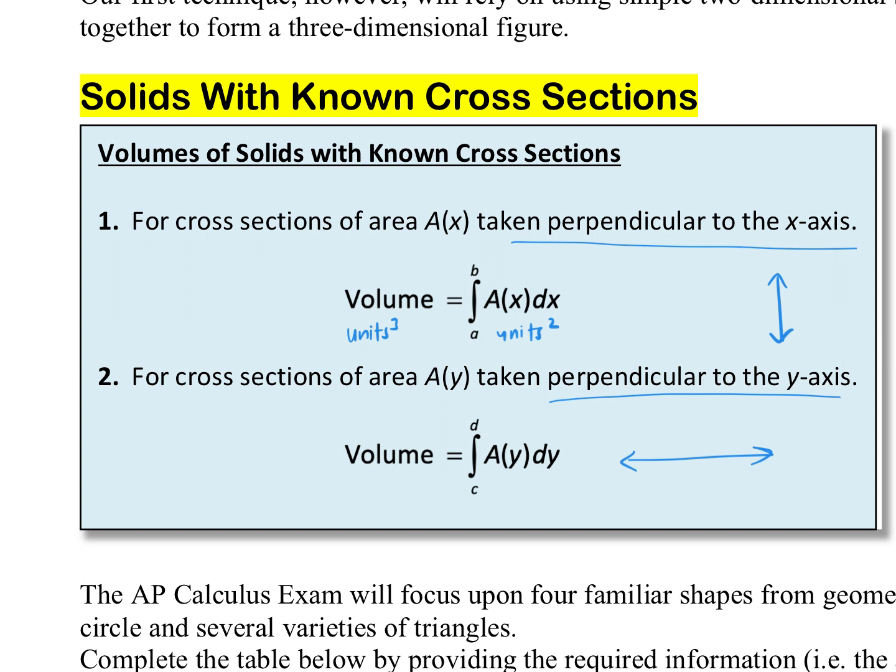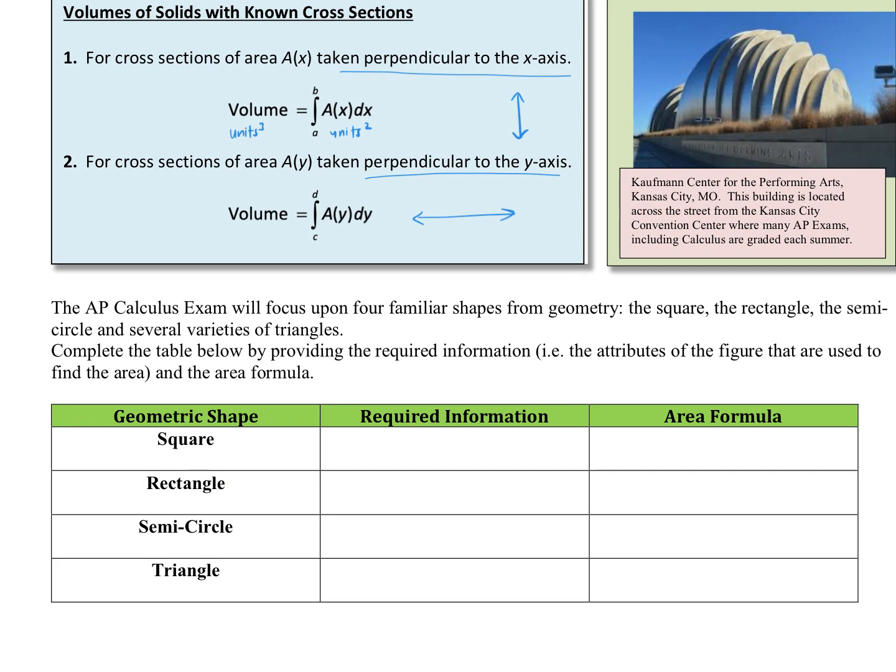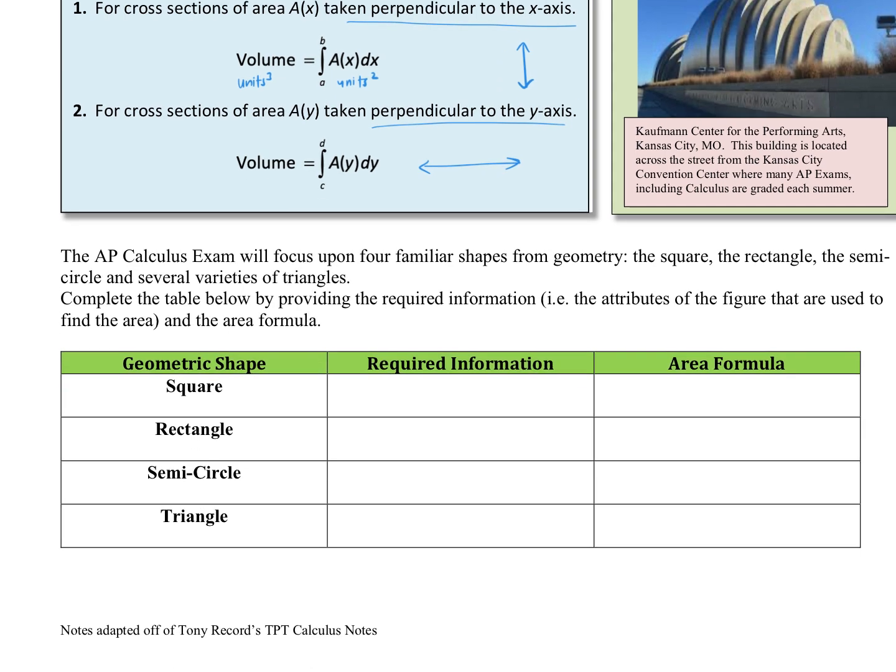So for today, and for the AP test in general, you do need to know the 4 main formulas for square, rectangle, semicircle, and then triangle, okay? If you don't remember those, we're going to talk about them today and in next class, so you can remember those then. But we need to just know the basic formula.